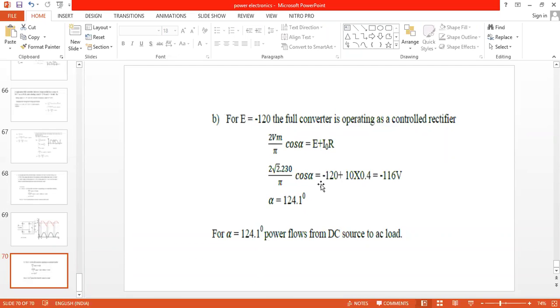Why minus here? When the firing angle is less than 90, current flows from source to load. When the firing angle is greater than 90, the current direction is reversed. Current is flowing from load to the source. That's why the current direction is reversed, and that's why we take it as minus. So as it is minus 120, you are supposed to add.